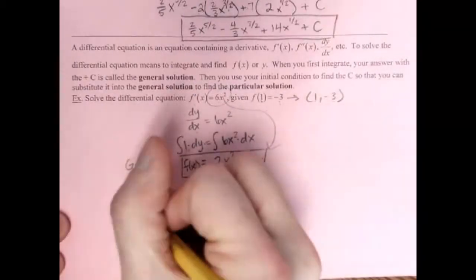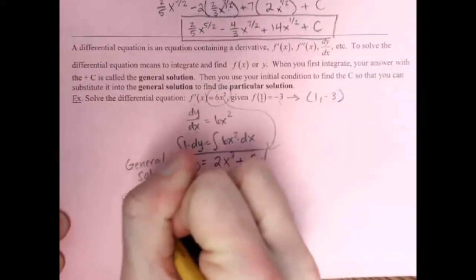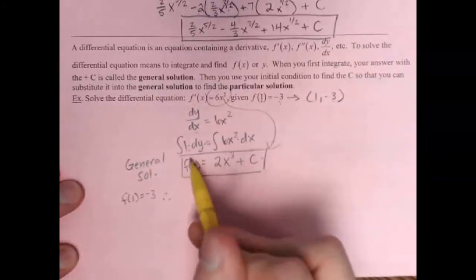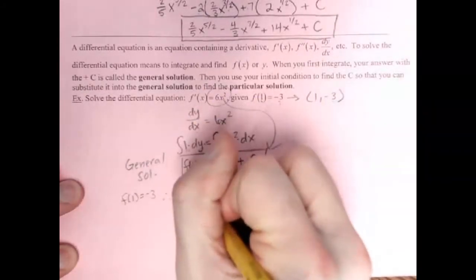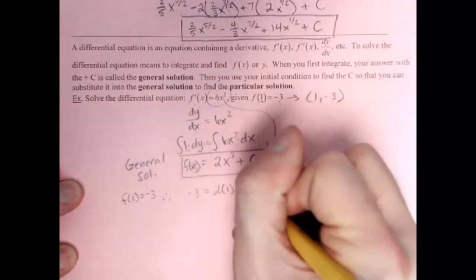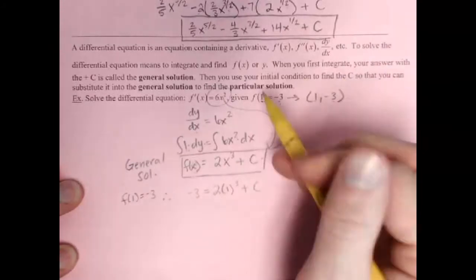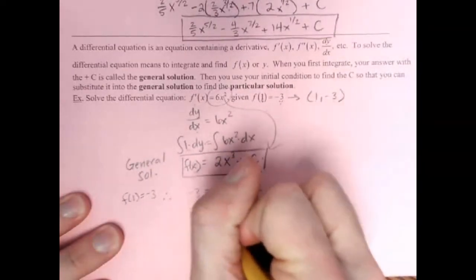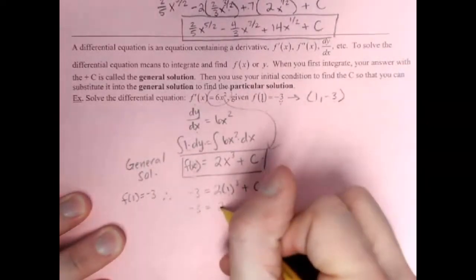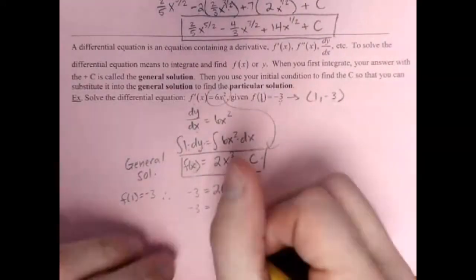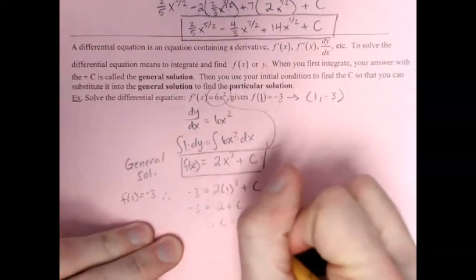So we're going to use this. f of 1 equals negative 3. Therefore, the little three dots means therefore, for the y value I'm going to plug in negative 3, and for the x value I'm going to plug in 1. Plug in the x value, plug in the y value, and I can use that condition to solve for the c value. So you get negative 3 equals 2 times 1 cubed, which is 2, so negative 3 equals 2 plus c. That means your c value is going to have to be negative 5.